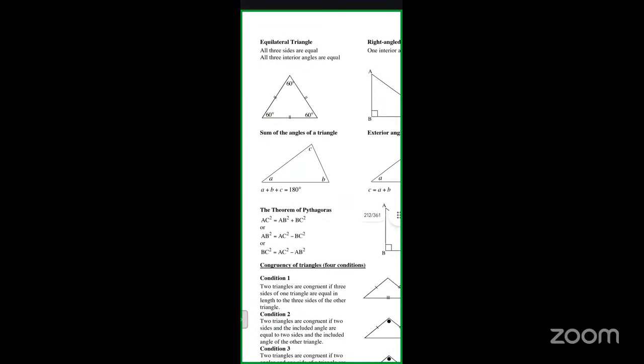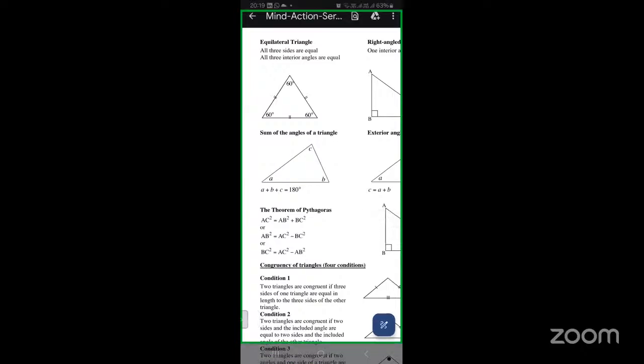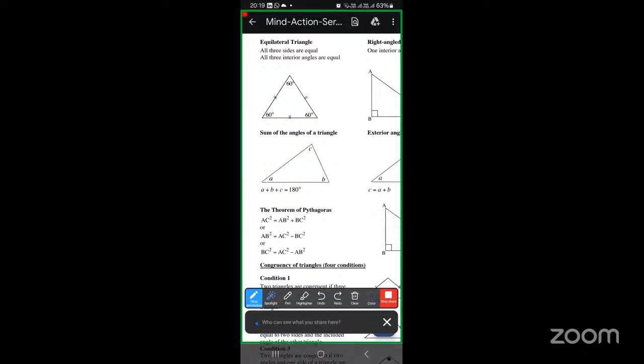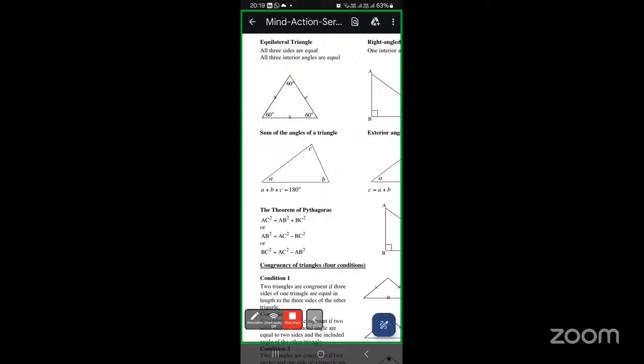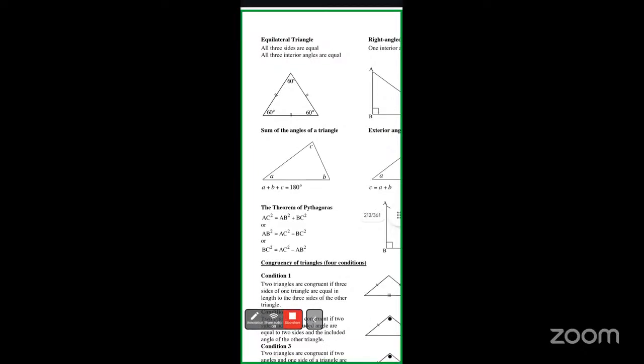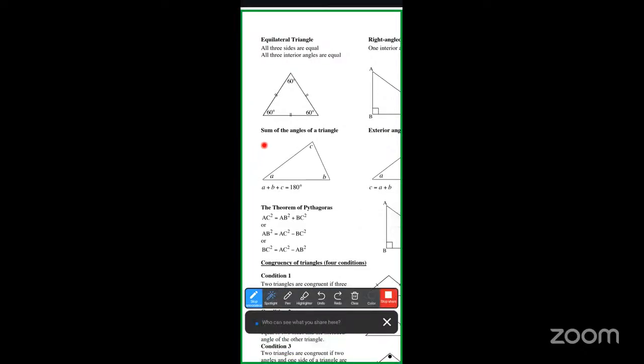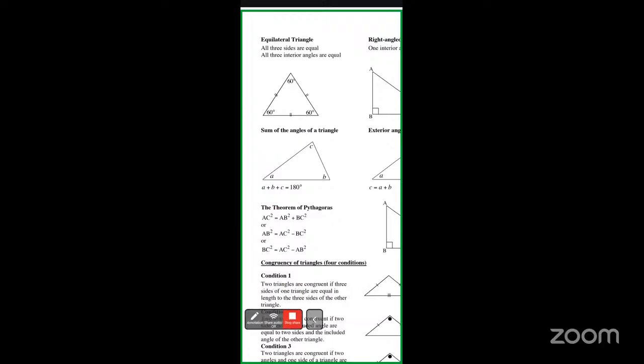So we also have this note right here. We are going to use this a lot. But I wanted to just highlight this part for the sum of the angles of a triangle. That if you take small a, you add small b, you add small c, you are going to get 180 degrees.